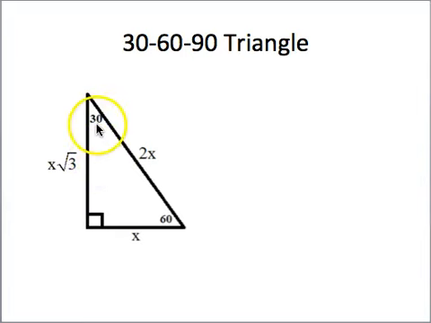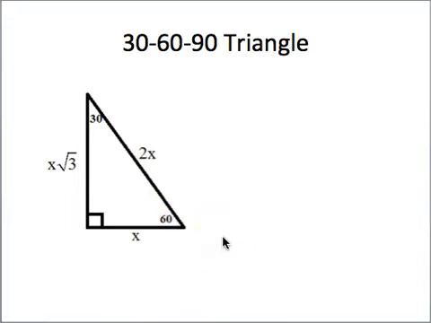To remind you, the side opposite the 30 is x, the side opposite the 90 is 2x. The smallest side, largest side. The one in the middle, 60 degrees, is x times the square root of 3. Now we can use this to get sine and cosine for both 30 degrees and 60 degrees.